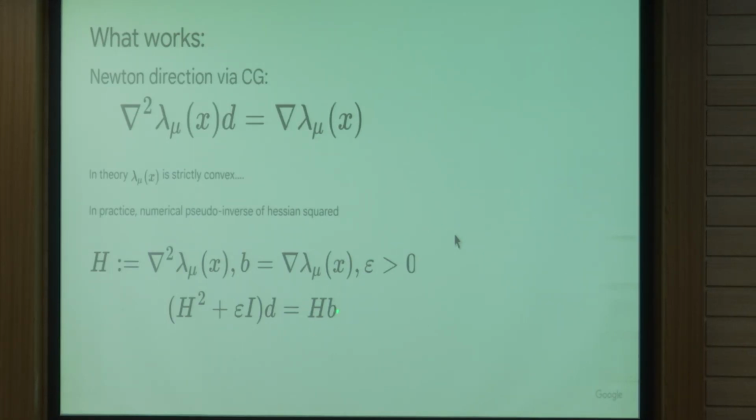By multiplying H times B, I'm ensuring that this matrix is able to generate that vector. So that's one trick. And the epsilon is to ensure positive definiteness. So by doing that, you can compute Newton directions for your favorite function. And you can do this with sparse matrix-vector products.